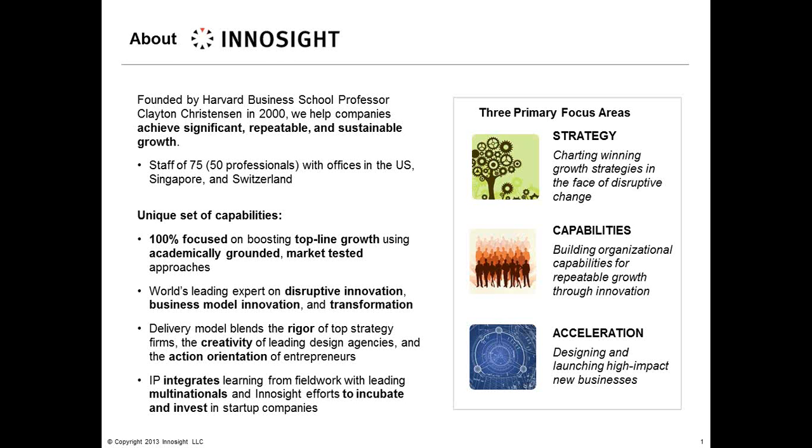I'll draw your attention primarily to the right side of the page. There are 3 primary things we help our clients do. The first is we help them chart winning growth strategies in the face of the disruptive changes that are sweeping through their industry. The second, and the focus for the discussion today, is helping organizations build capabilities for repeatable growth through innovation. Finally, we help clients design and launch high-impact new businesses, accelerate the ventures that allow them to deliver against the strategy they set, channeled by the capabilities they create.